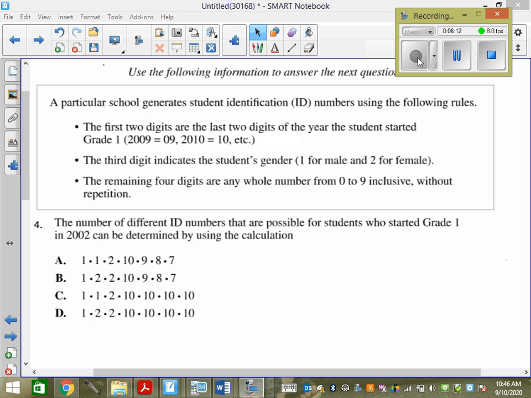Okay, so if it's the last two numbers of the year that you started grade 1, does that change for that person? No, it would be whatever year you started grade 1. Okay, so the first two digits are set. They are whatever the year is. So I have one option and one option because it would be the year. If I started grade 1 in 90, I would have a 9 and a 0, which would be a 1 and a 1. That would be my only option.